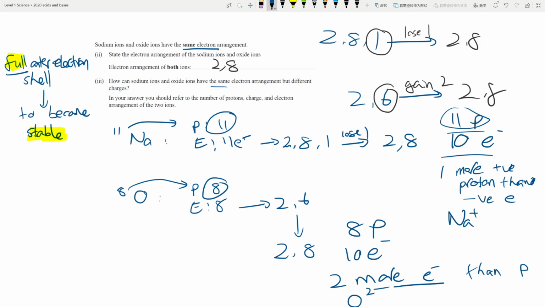Something I really want to point out to you is that you need to follow the question. Whenever it says refer to the number of protons, charge, and electron arrangement of the two ions, we want you to include that in your final answer. You can talk about how they gain electrons or lose electrons to become stable, but if you don't tell us the number of protons, you're not going to get the Excellence. Trust me, as a marker who has marked 800, 900 papers every single year, this is what we look for. If you do my method, you can see that I clearly laid out my proton numbers here as supplementary evidence.